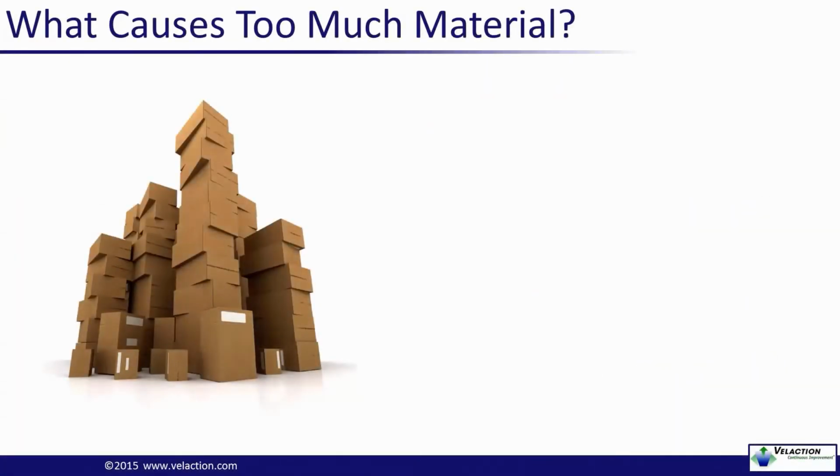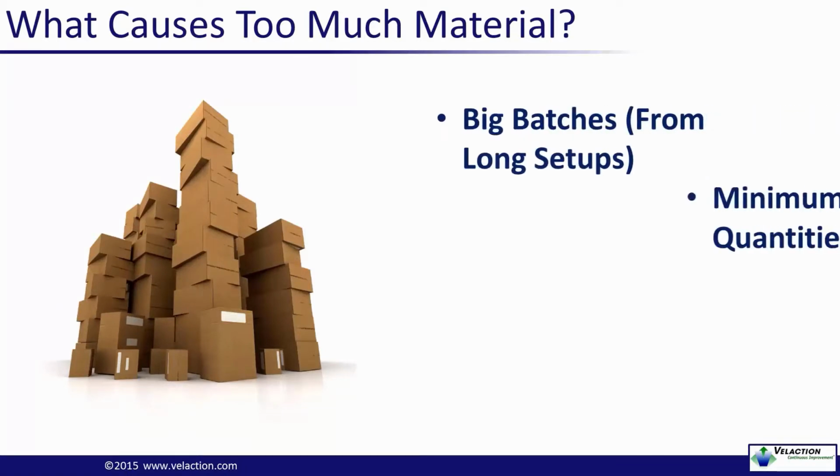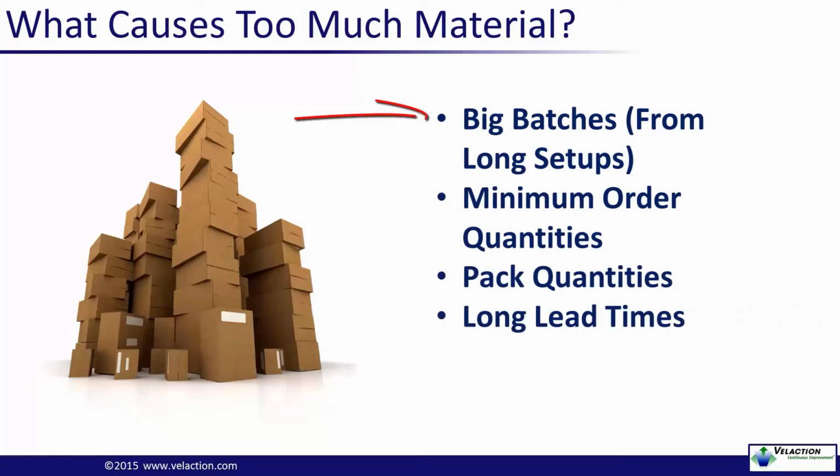The other half of the Goldilocks problem is having too much material. There are a handful of specific problems that contribute to excess inventory. Large batch sizes, often the result of long setups, are one of the major culprits. It takes a long time to cycle through producing components. That means that every time a machine is changed over to a new part number, the operator has to produce enough to last until he or she works through all the other part numbers and can make the part in question again. Sometimes that can take weeks.